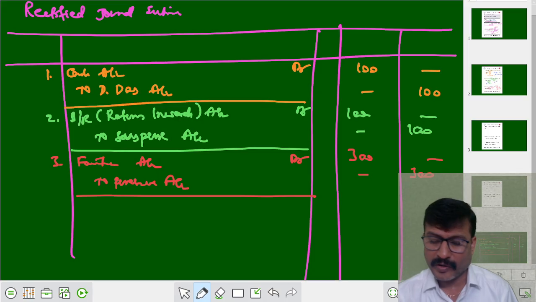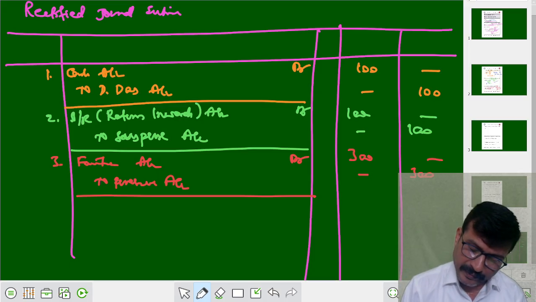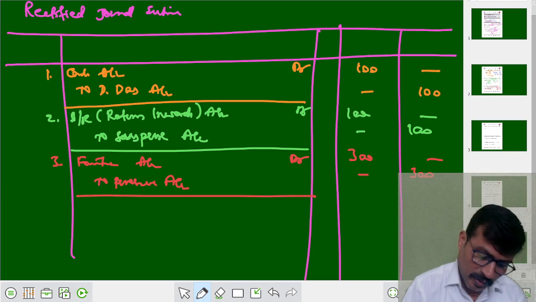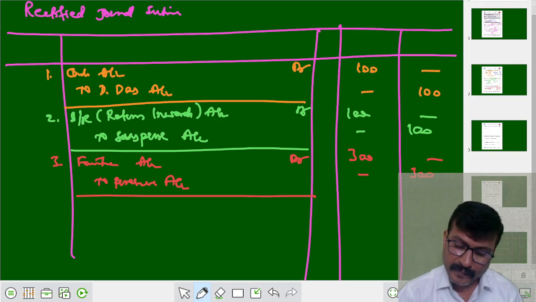Now let me move on to the next entry. That is entry number 4. What entry do we have to pass? Wait for a few seconds.